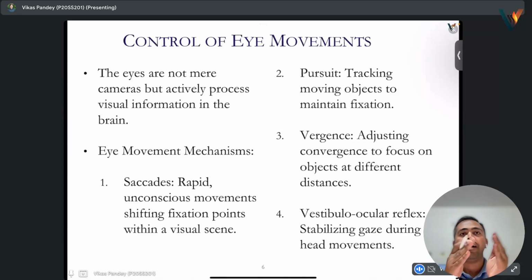So if you are seeing a car that is moving, you will not have to put any effort, and you will see that actually your eye continues the gaze, and you keep seeing the car. Okay, that movement is pursuit. Then is vergence, that is adjusting the convergence to focus on objects at different distance.